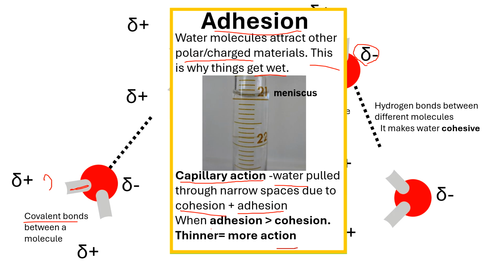When there's more adhesion than cohesion, this is when capillary action is going to happen. Also have in mind that the thinner the tube, the more capillary action there's going to be.